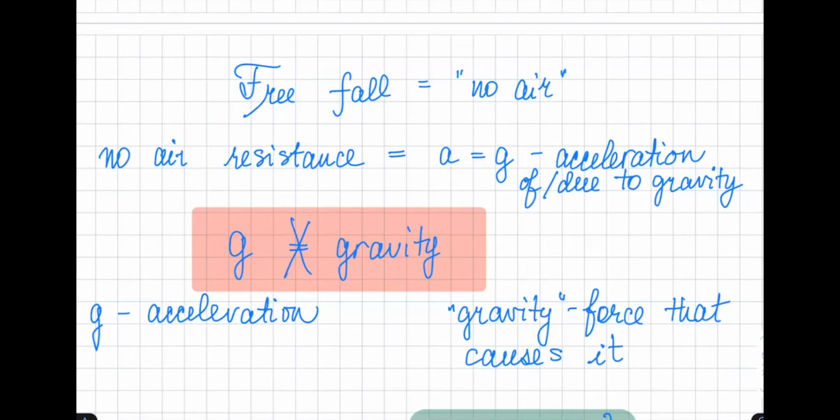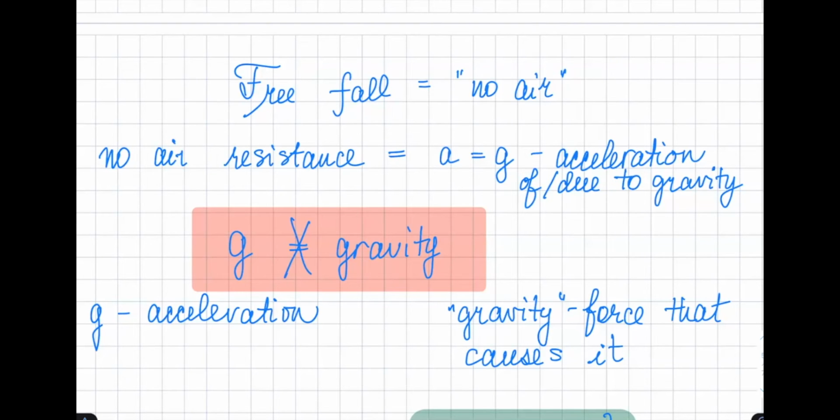And if there's no air resistance, then everything that is falling down is falling with the acceleration due to gravity, or acceleration of gravity. And the little letter g is used to represent it. Now, mind you, g is not gravity, because g is acceleration and gravity is a force that causes it. So do not call little g gravity. It's acceleration due to gravity or acceleration of gravity.